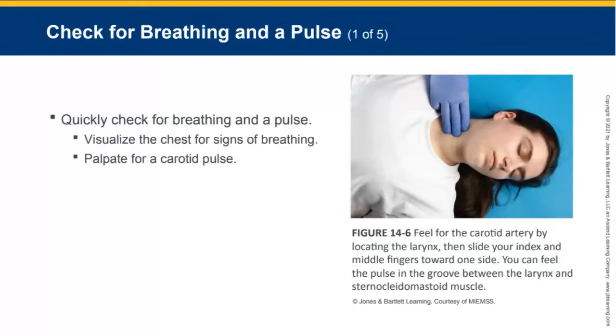Check for breathing and pulse. Quickly check for breathing and pulse, and it's a simultaneous assessment. Visualize the chest for signs of breathing, palpate for the carotid pulse. And how I teach it is position the airway, check that it's clear, look, listen, feel, simultaneously check for the carotid pulse on the side that is closer to you. Once you have determined that the patient is pulseless, then you need to start your chest compressions.